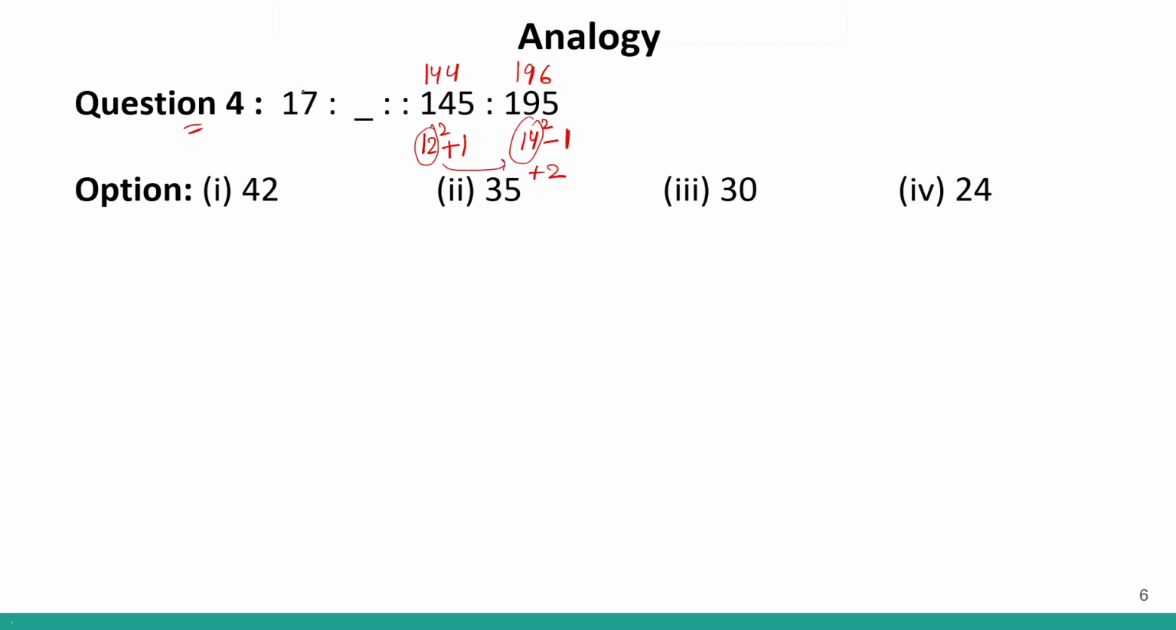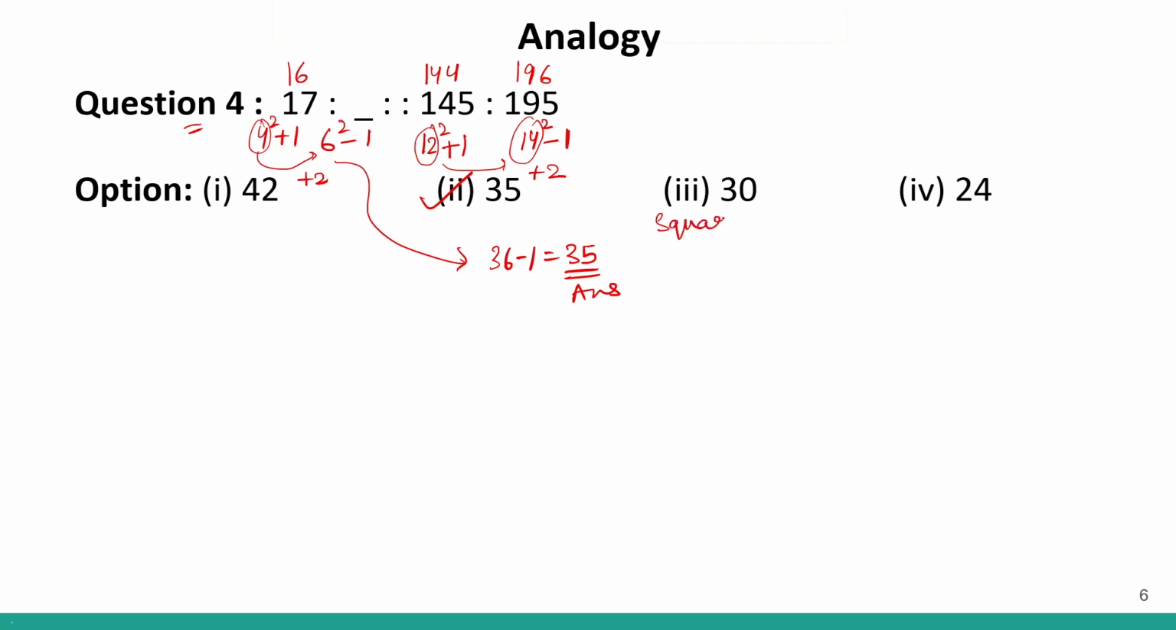Correct? So here I have 17, which is very close to which number? 16. Correct? 16 is 4 square plus 1. 17 I will get after 4 square plus 1. So now I will add 2 in it. The next number will be 6. So it will be 6 square minus 1. So 6 square minus 1 is 36 minus 1, which will give me 35. Do we have 35 in the options? Yes. Option number 2 will be the answer to this question. Okay. Let us quickly revise squares.